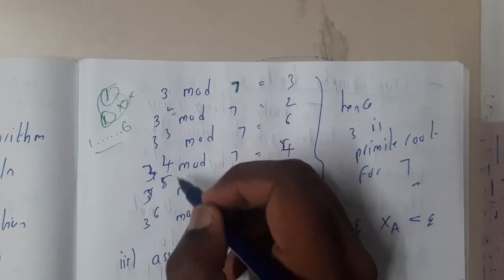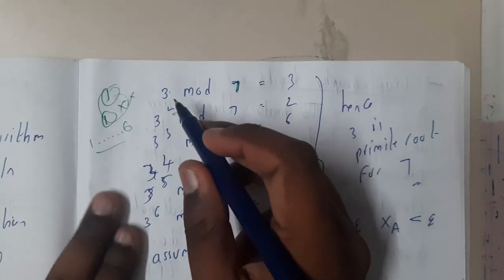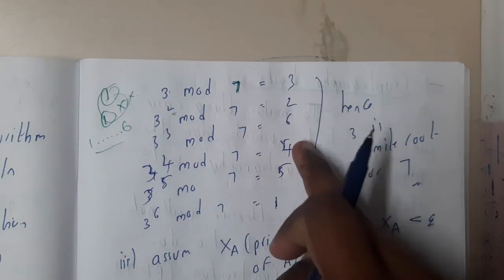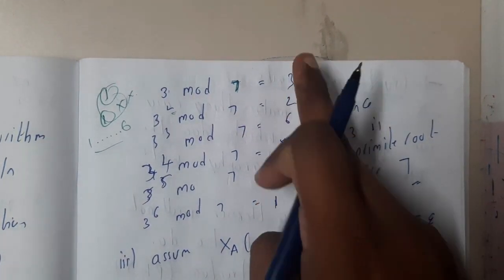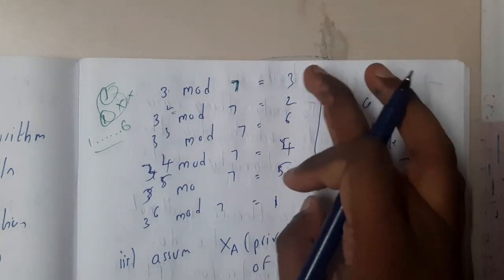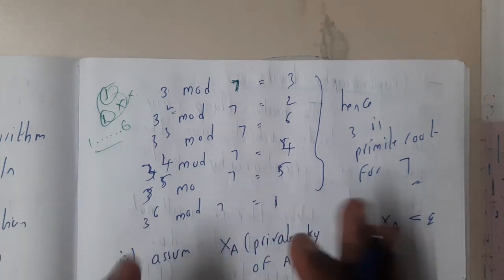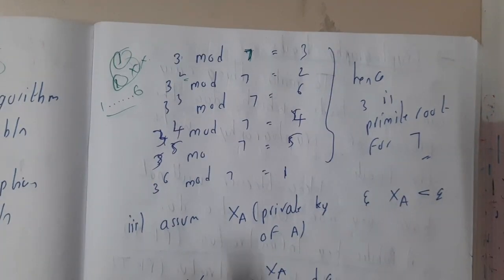Similarly, try for 2 also. Again, you will get a clash. When we try for 3, we get the exact values. Here we got 3, 2, 6, 4, 5, 1, which is 1, 2, 3, 4, 5, 6, exactly 6 digits. There is no specific order, but we got all of them. So yes, 3 could be the primitive root.